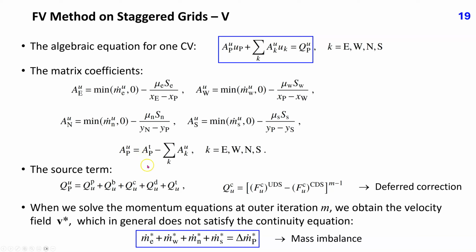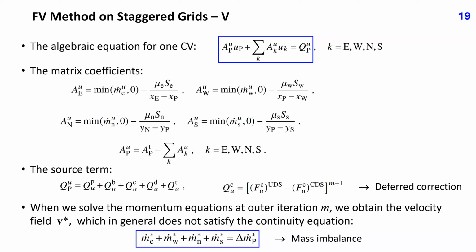The net source term is computed by adding pressure and buoyancy forces, the third correction part for convection fluxes, the explicit part of viscous forces, and the contribution from the rate of change term. When we solve the momentum equations at outer iteration m using the above defined coefficient matrix and source vector, we obtain the velocity field v star. In general, this velocity field does not satisfy the continuity equation.